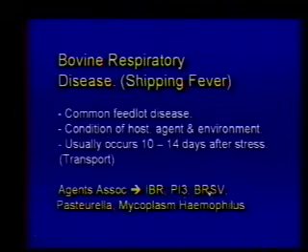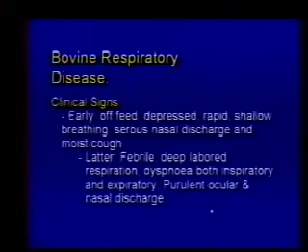So these 4 viruses, along with these 3 bacteria, Pasteurella, Mycoplasma, and Haemophilus, are the most common agents involved in the bovine respiratory disease complex. Clinical signs: early, the animal may go off feed, become depressed, with rapid shallow breathing. There may be a serous nasal discharge with a moist cough. As the condition progresses, we have a febrile condition, deep labored respiration, dyspnea, both during inspiration and expiration.